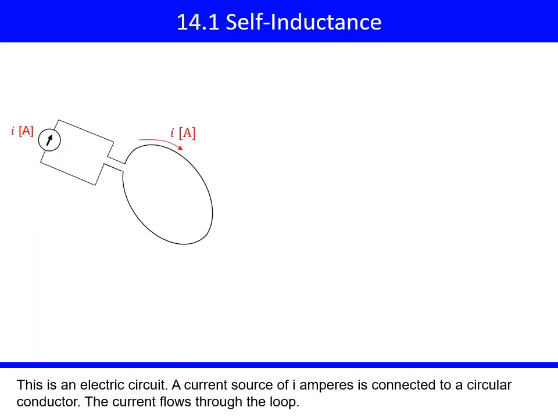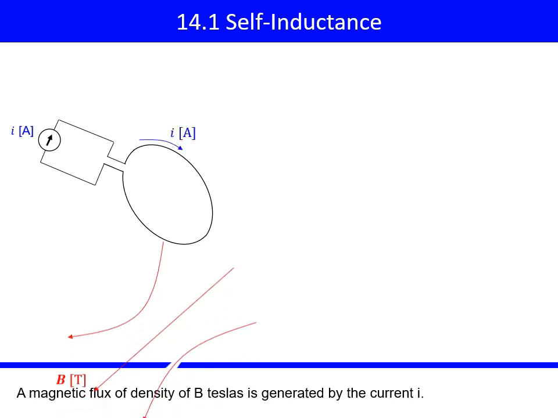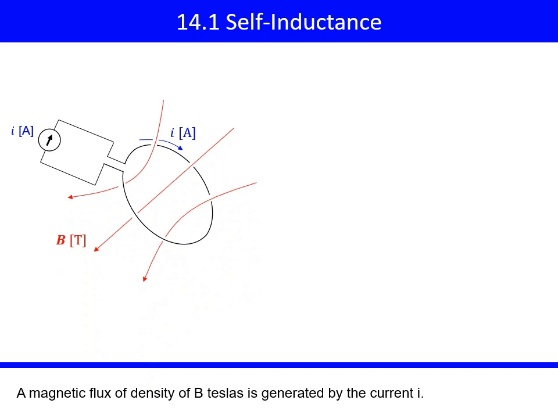This is an electric circuit. A current source of I amperes is connected to a circular conductor. The current flows through the loop. A magnetic flux of density B teslas is generated by the current I. Define the flux linkage phi as positive when B is in this direction.